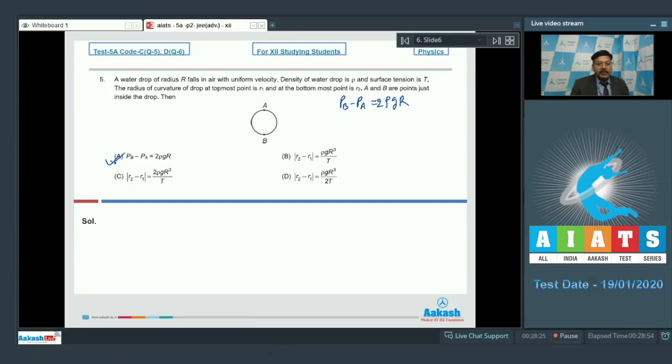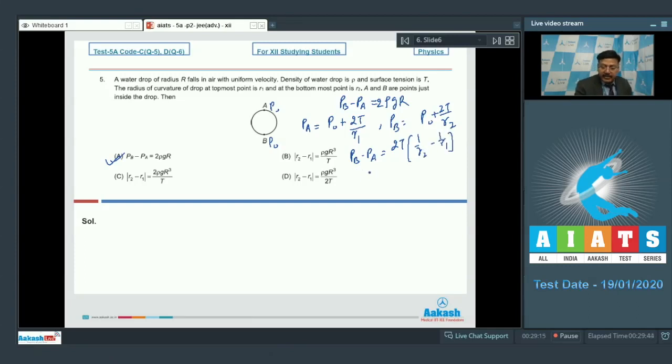Let's get the expression for R2 minus R1. Now we know that PA is equal to P naught plus, it's a water drop, so 2T by the radius of curvature at the topmost point, and that is R1. Similarly, pressure at point B will be, the pressure outside I am considering is P naught, so pressure at B is P naught plus 2T by R2. Now we can see that PB minus PA is equal to 2T into 1 by R2 minus 1 by R1.